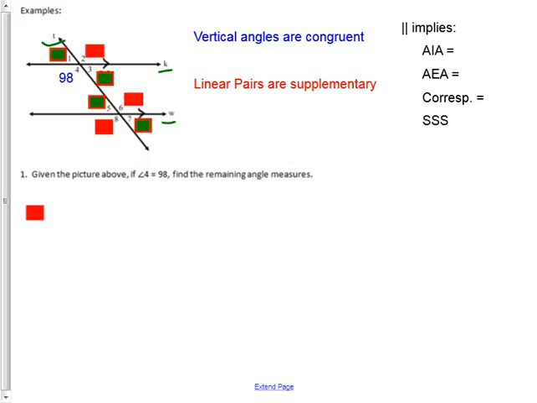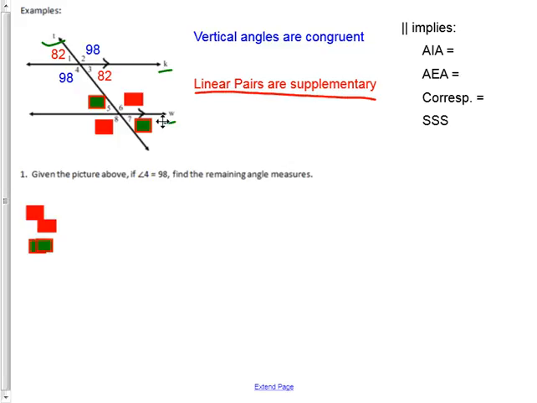One thing that we know for sure is that vertical angles are going to be congruent. So if that is for sure, then we know that 2 has to also be 98. Another thing we know is that linear pairs are going to be supplementary. The only linear pairs we have here would be 1 has to be 82, since 98 and 82 have to equal 180. Same thing, angle 3 also has to be 82. Just by knowing one angle, angle 4, we figured out 3 others, 1, 2, and 3.